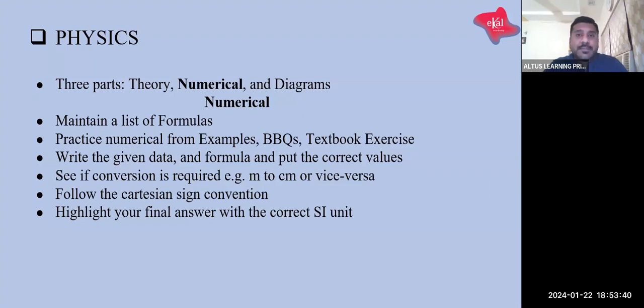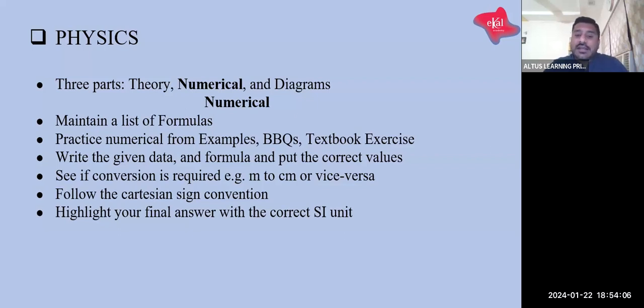When it comes to the light chapter, you have to follow the Cartesian sign convention, plus and minus signs. You have to apply this sign for the image distance, image height, object height, focal length, radius of curvature, etc. So follow the new Cartesian sign convention when it comes to light chapter numericals.